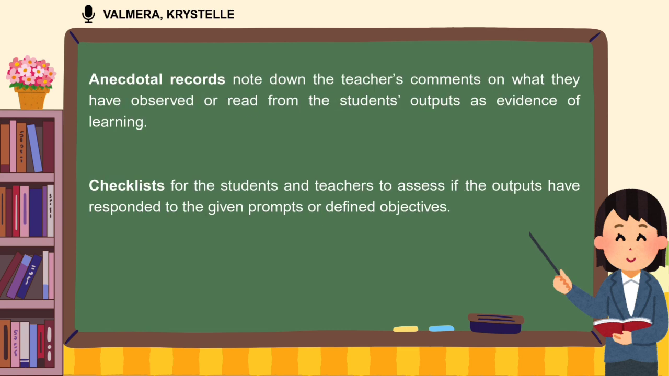So next is anecdotal records. So note down the teacher's comments on what they have observed or read from the students' output as evidence of learning. So anecdotal records serve as guides for us students, as it helps us recall what our teachers suggest for our outputs and projects. So next is checklist for the students and teachers to assess if the outputs have responded to given prompts or defined objectives. So, checklist helps us teachers and students to identify what areas or goals have been achieved and what areas need to be met.